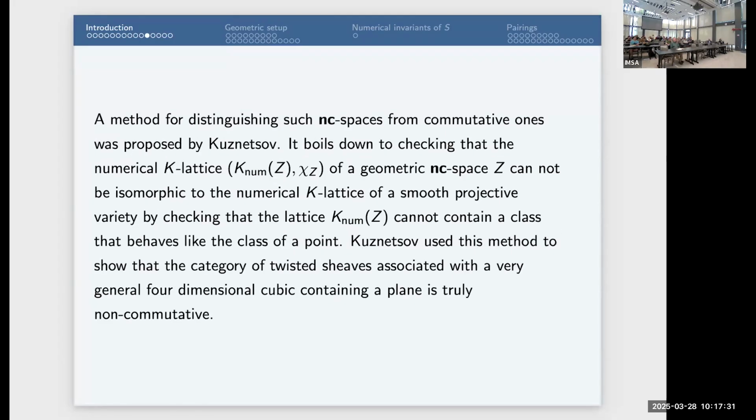There is a method for distinguishing such NC spaces from commutative ones. It was proposed by Kuznetsov. It boils down to checking its K-theory, its K-lattice. Basically you check whether there is an object in there that could play the role of a point. If there isn't an object that has the numerical invariants that a point should have, then the thing cannot come from geometry. Kuznetsov is trying to show that the kind of twisted sheaves associated with a very general four-dimensional cubic containing a plane is really non-commutative.